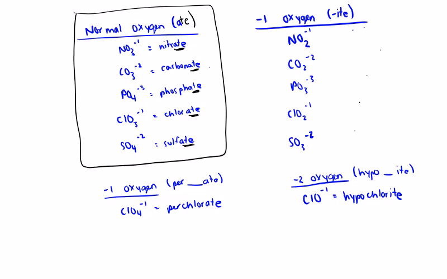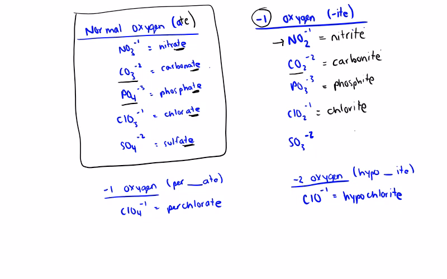Okay, so when you see a chemical formula like this, you think, oh, that looks like nitrate, but my oxygens have changed. So we've only lost 1 oxygen. So instead of being nitrate, this is going to be nitrite. Okay, CO2 -2. Instead of being carbonate, this is carbonite. Okay, PO3 would be phosphite. ClO2 is going to be chlorite. Okay, SO3 is going to be sulfite.